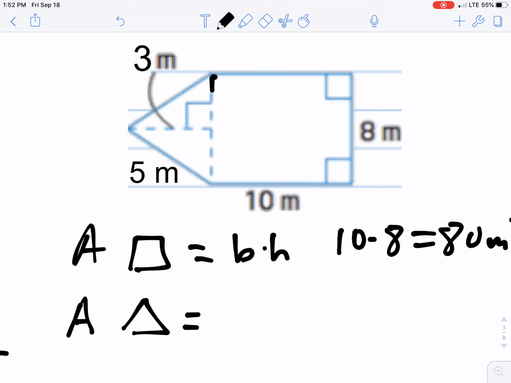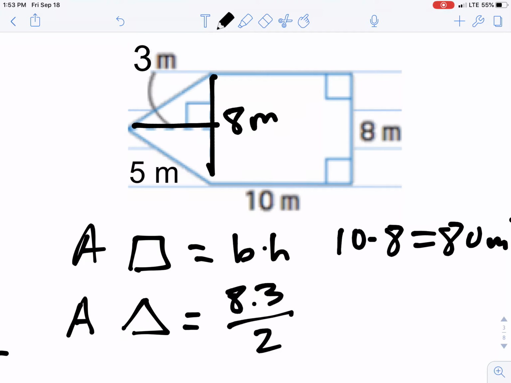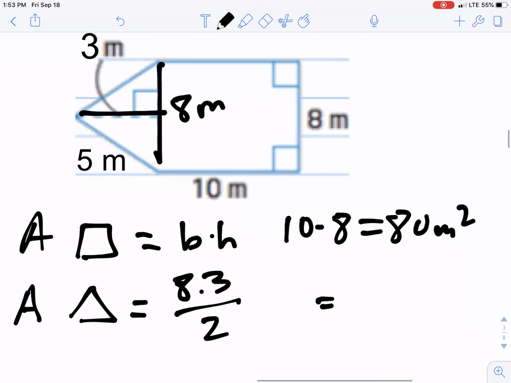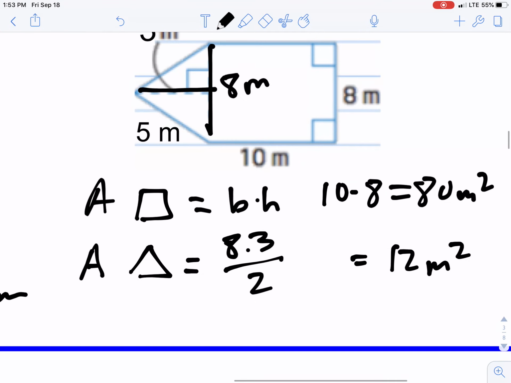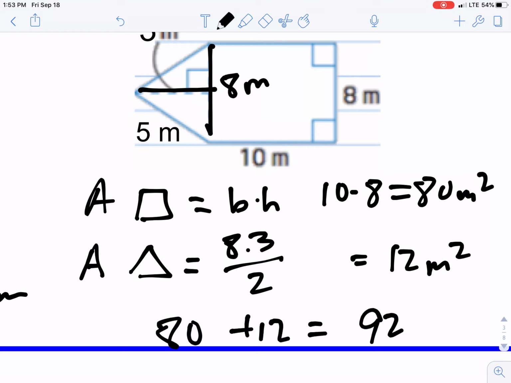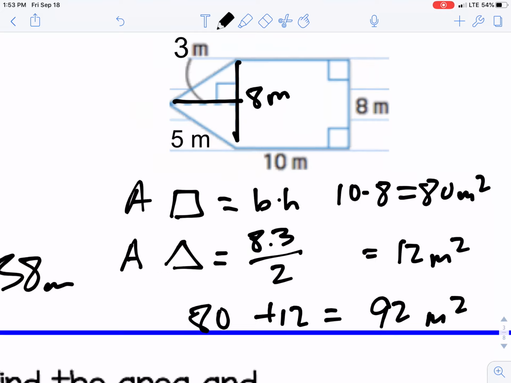The area of the triangle, and this is where we got to kind of be careful with the numbers we use. Base times height. We're looking for that triangle where they make that 90 degrees. Well, the base is 8 times the height, which is 3, divided by 2. That's going to give us 12 square meters. Now to find the area of that entire piece, we're going to take our 80, and we're going to take our 12, add them together, and get 92 square meters.